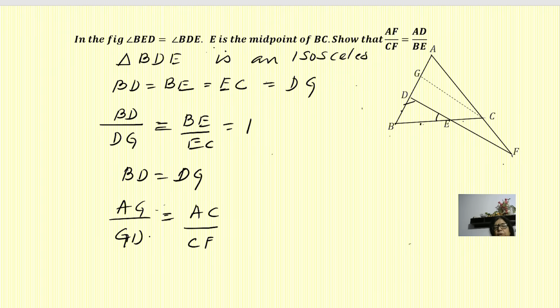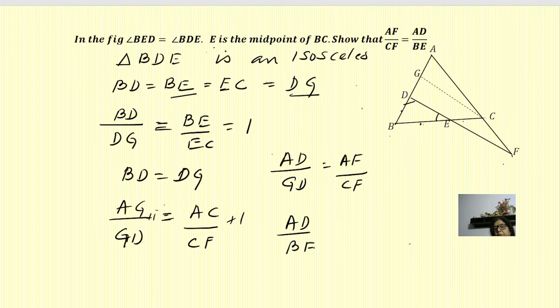So if we add 1 to both sides of this proportionality, AG plus GD, if you look at the figure, gives AD by GD, is equal to AC plus CF, which becomes AF, AF by CF. So AD by GD is equal to AF by CF. But we have to prove AD by BE. Now BE is equal to GD, so I can just replace it: AD by BE is equal to AF by CF. So this is what we are supposed to prove.